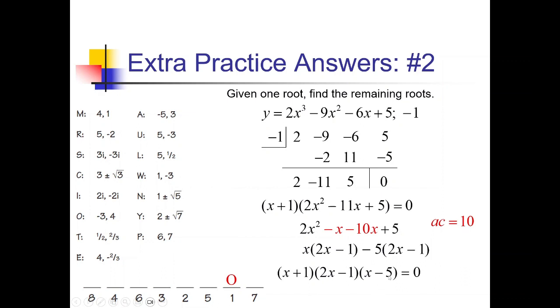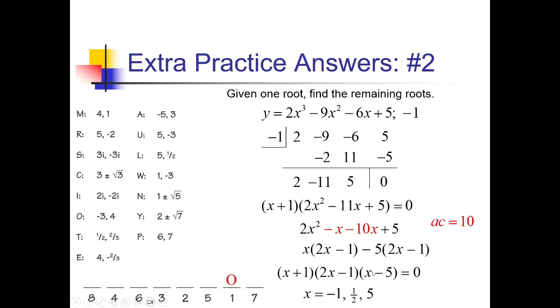Setting these each equal to 0 and solving, this initial one gives me the negative 1 that they started me with. And then 2x minus 1 equaling 0, I'm going to add 1 and divide by 2 to get 1/2 for that one. And then finally, x minus 5 is 0, so that's my last 0.